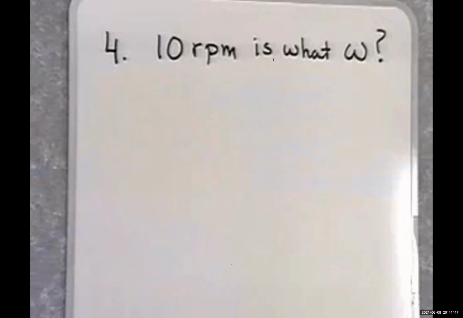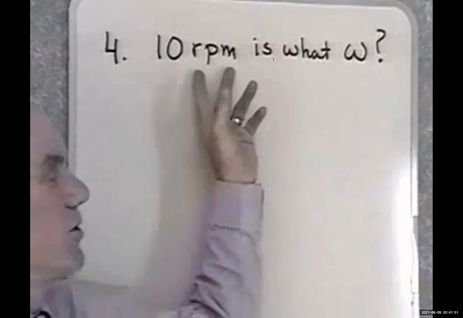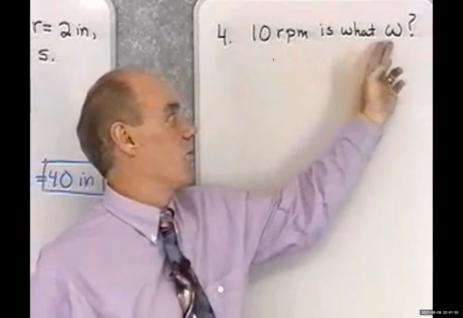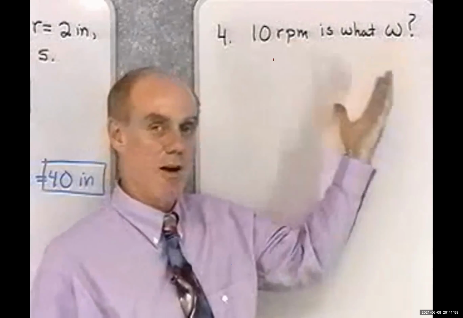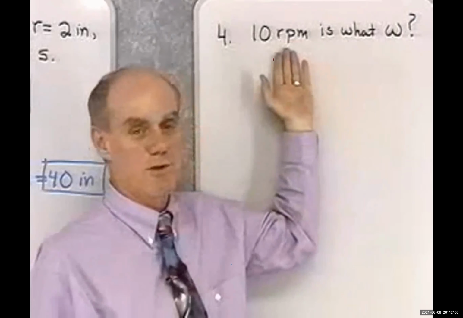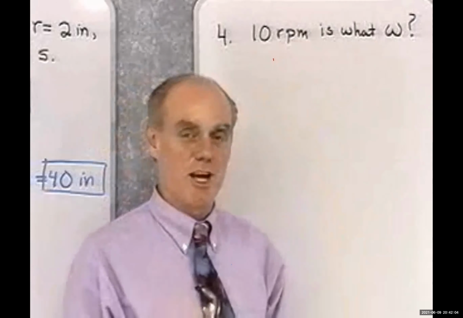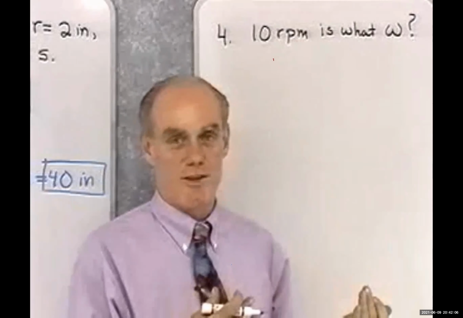10 RPMs is what omega? By this I mean 10 revolutions per minute. RPM stands for revolutions per minute, so what is that as an angular velocity? A lot of problems in real life are given in terms of RPMs, or revolutions per minute. So let's see how we can convert RPMs into angular velocity and then use that. We could solve a lot of other problems.